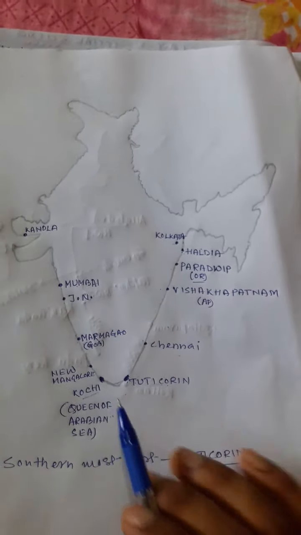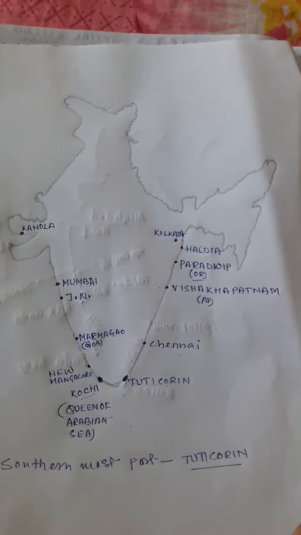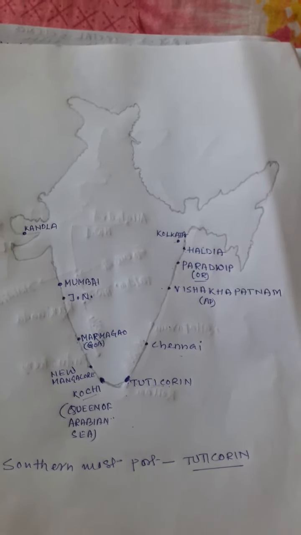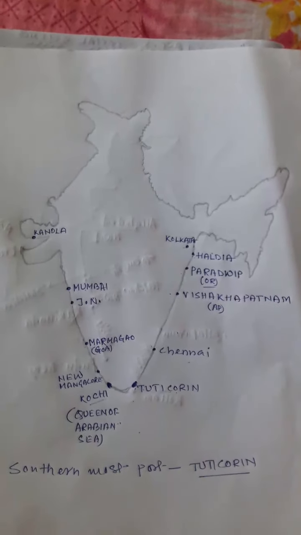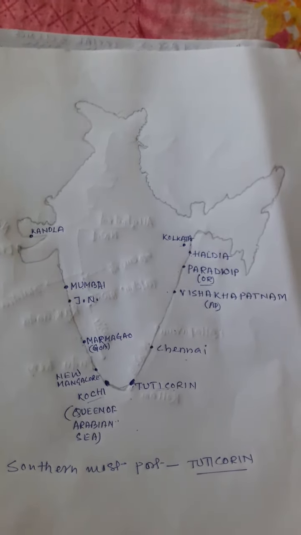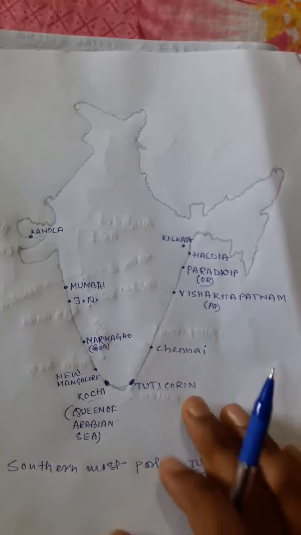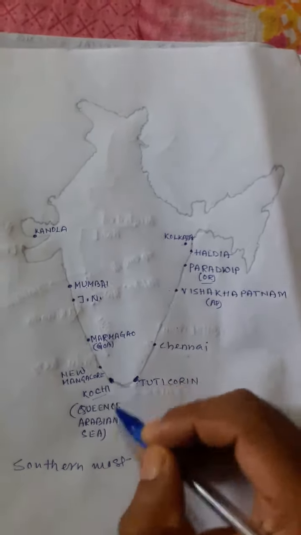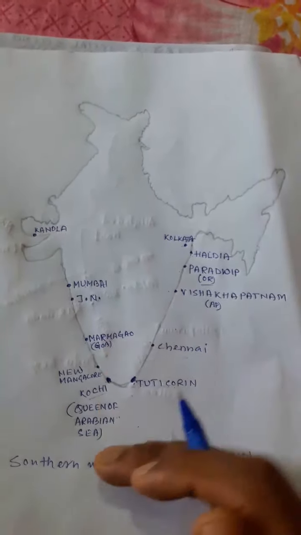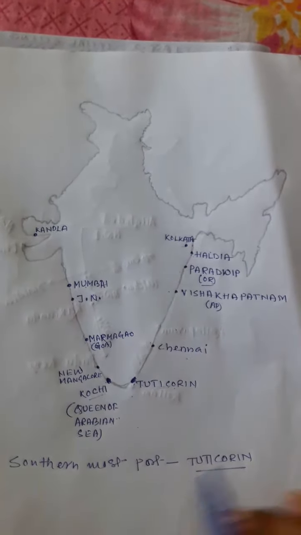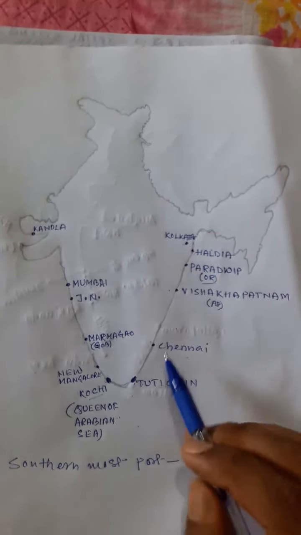Then Kochi, which is the extreme southwestern port of our country, and this is also known as Queen of the Arabian Sea. And on the eastern coast area of our country, we have Tuticorin, and this is the southernmost port of our country, because if we compare this with Kochi, this is in the lower latitude, so that's why this is the southernmost port of our country. Then we have Chennai Port.